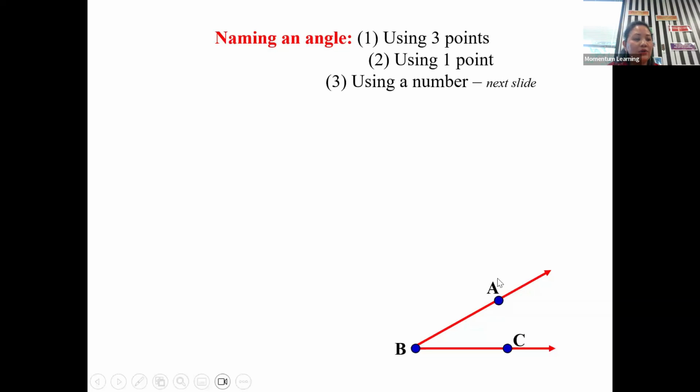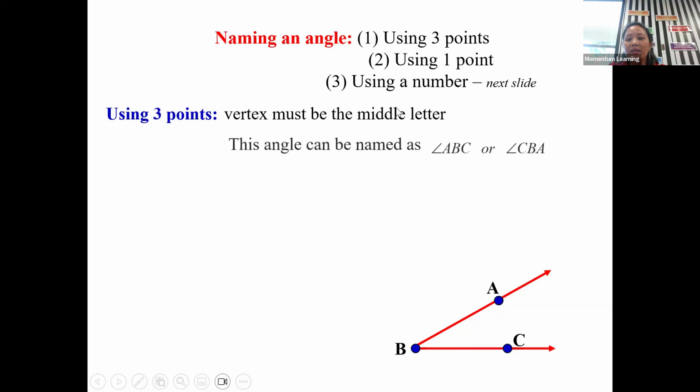We can name the angle using 3 points. So we start out with using 3 points. It says right here, the vertex must be in the middle letter. So this is the vertex, two rays joining at the vertex. So B must be the vertex. So we can name it using 3 points. So I can name this angle ABC, or I can name this angle CBA.